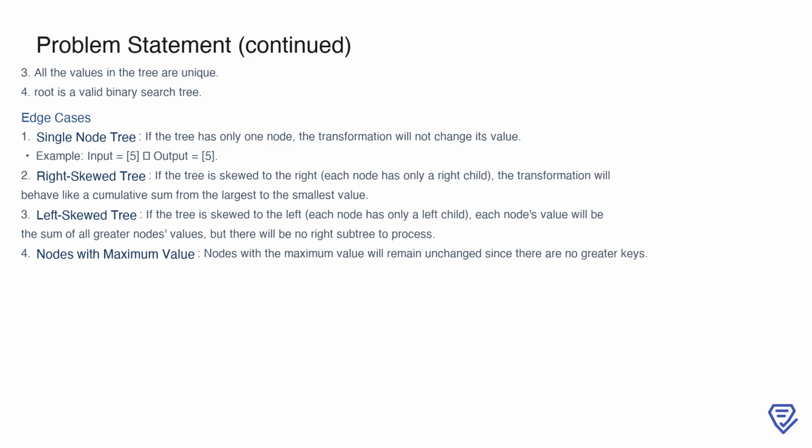For edge cases, consider a single node tree, where the transformation doesn't change the node's value since there are no other values to sum. For a right-skewed tree, where each node has only a right child, the transformation operates like a cumulative sum from the largest to the smallest value. In contrast, a left-skewed tree, where each node has only a left child, requires summing greater values without processing a right subtree. Lastly, nodes with the maximum value in the tree remain unchanged, as there are no values greater than theirs. These cases highlight the flexibility of the transformation process across different tree structures.